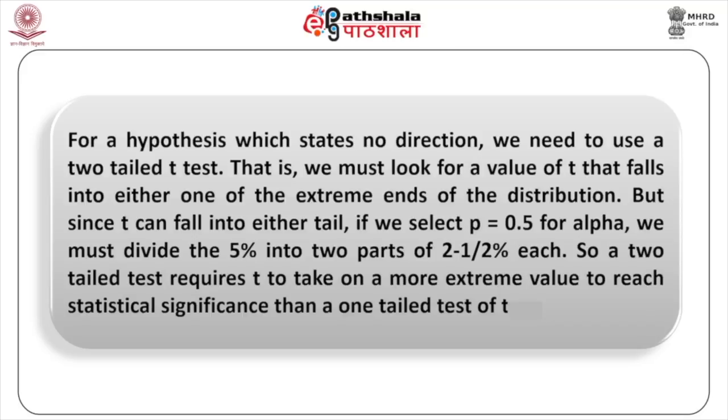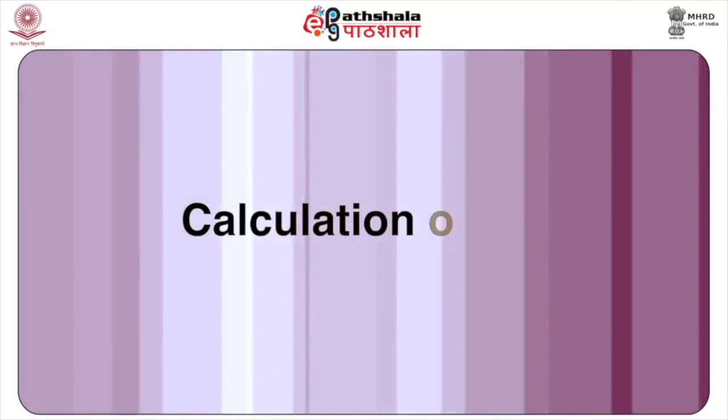That is, we must look for a value of t that falls into either one of the extreme ends of the distribution. But since t can fall into either tail, if we select p equals 0.05 for alpha, we must divide the 5% into two parts of 2.5% each. So, a two-tailed test requires t to take on a more extreme value to reach statistical significance than a one-tailed test of t.